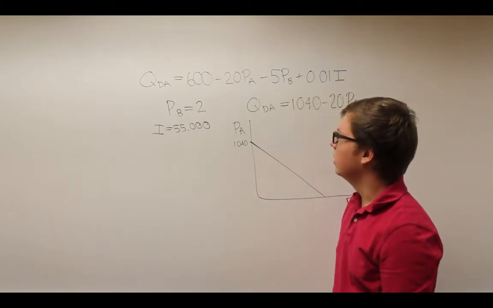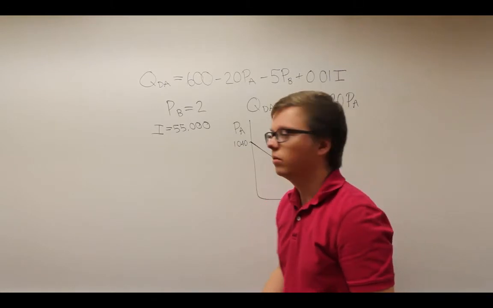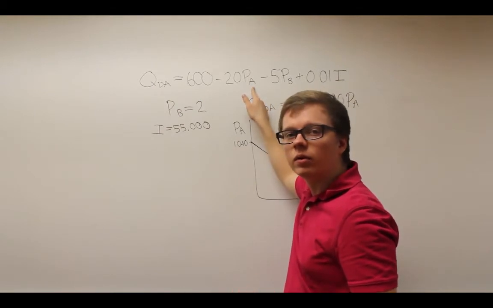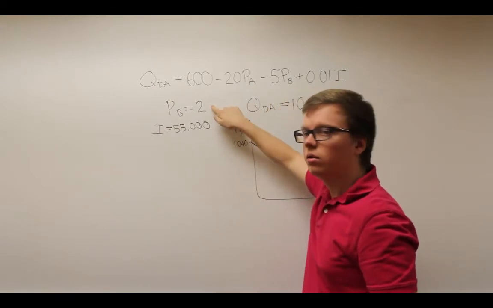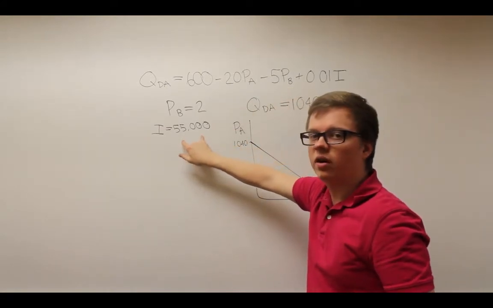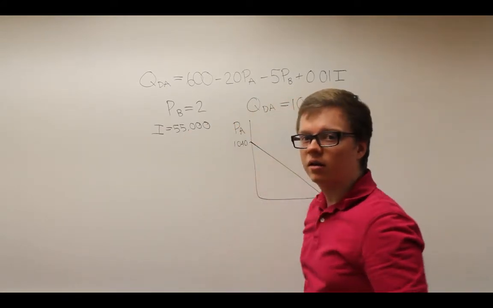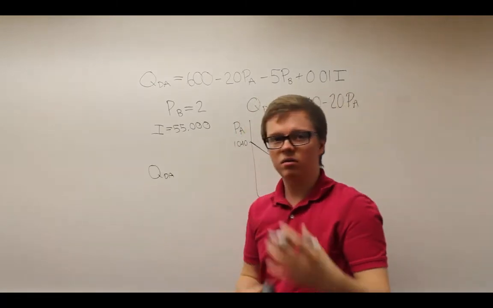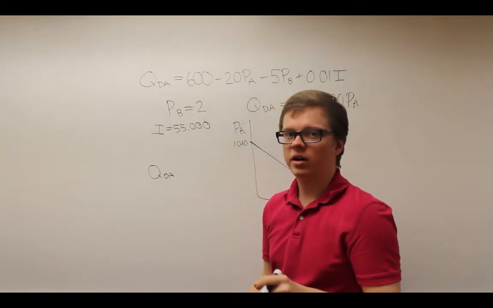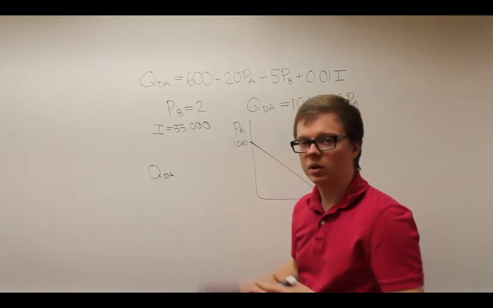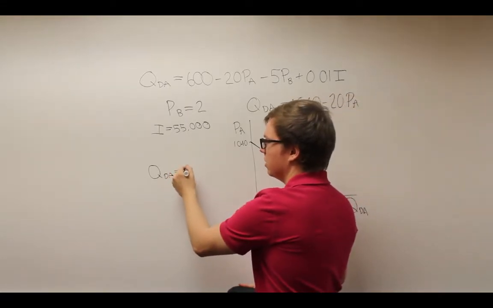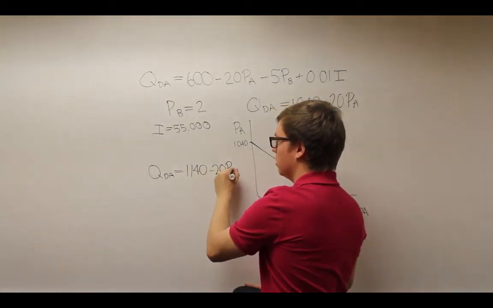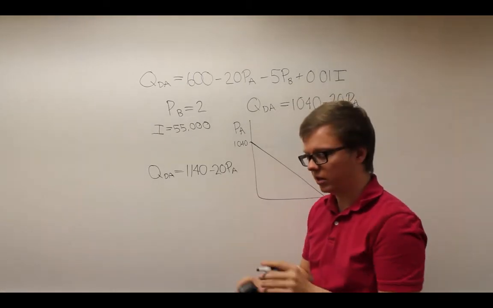So we can do something similar to before. So we take this equation, PA is still a variable, we don't know what that is. We just plug in 2 for PB. Now we put in 55,000 for I. And then if we combine all the constant terms, we get a new equation. If you need a refresher on how to do that, just backtrack in the video to when I did it with income equals 45,000. But now we get 1,140 minus 20 times the price of A.